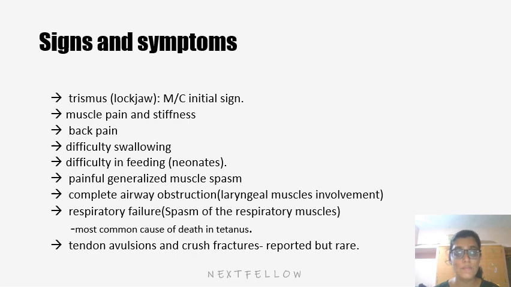So the signs and symptoms are trismus, that is locked jaw, which is the most common initial sign, muscle pain and stiffness, back pain, difficulty in swallowing, difficulty in feeding, especially in neonates, painful generalized muscle spasm, complete airway obstruction, laryngeal muscle involvement, respiratory failure, which is muscle spasm of the respiratory muscles and the most common cause of death in tetanus. Tendon avulsions and crush fractures are reported, but they are very rare.